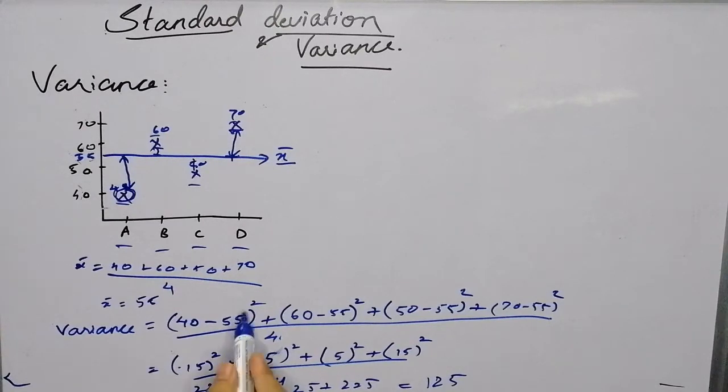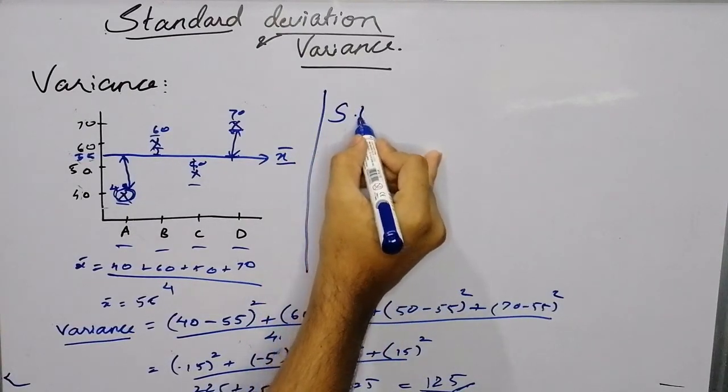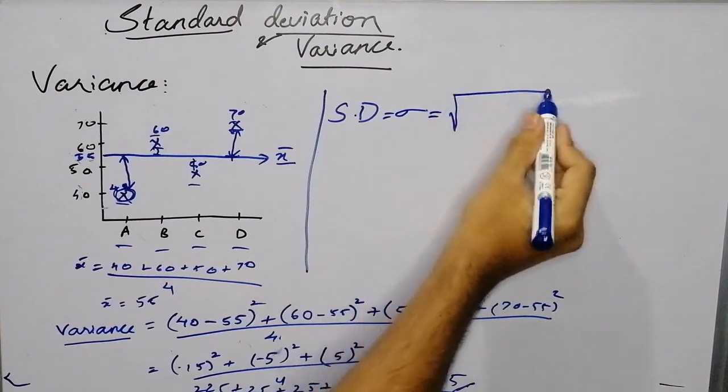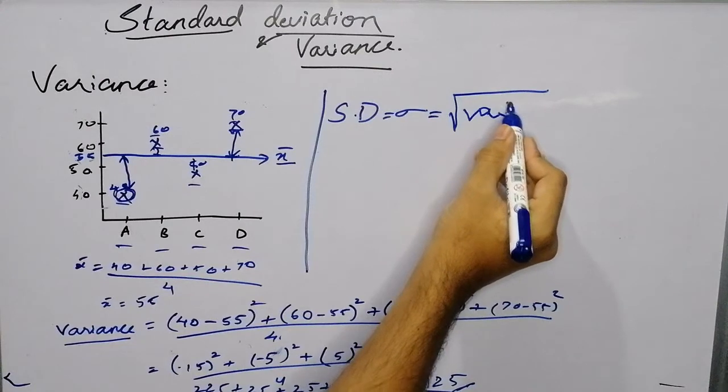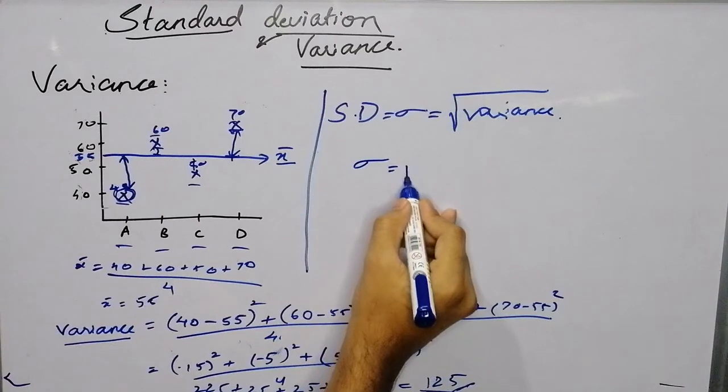As you can see, we have squared the numbers in order to avoid the negative values, so the overall value which we are getting is quite high. 125 is quite high. So that's the reason it's not that useful for us, and that is the reason we don't use variance more often. We use standard deviation. Now what is standard deviation? Standard deviation is denoted by sigma, which is just the square root of variance.